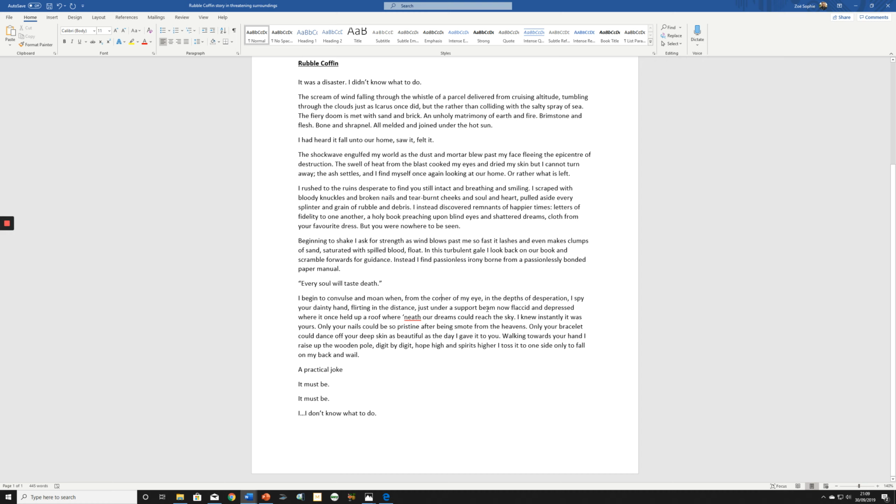Just under a support beam, now flaccid, that means sort of floppy, and depressed, where it once held up a roof where, neath our dreams, could reach the sky. I knew instantly it was yours. Only your nails could be so pristine after being smote from the heavens. Only your bracelet could dance off your deep skin as beautiful.